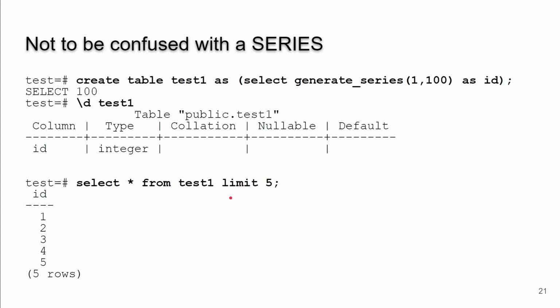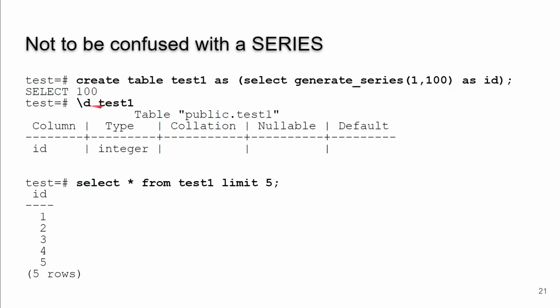Now, don't confuse a series with a sequence. A series is like a sequence, but it's a bunch of numbers. It's not actually something that you're going to use to auto-increment with. So here we're creating a table called test1 as, and we're telling it to go out and generate a series with the numbers 1 to 100 as ID. So it goes out and selects our 100 records.